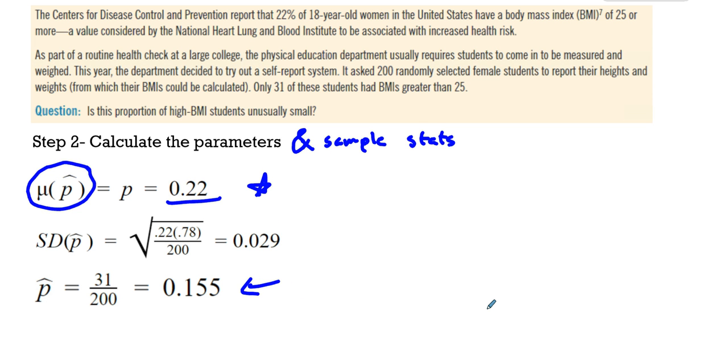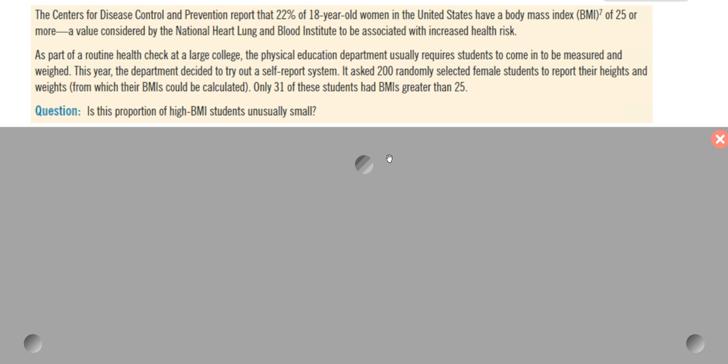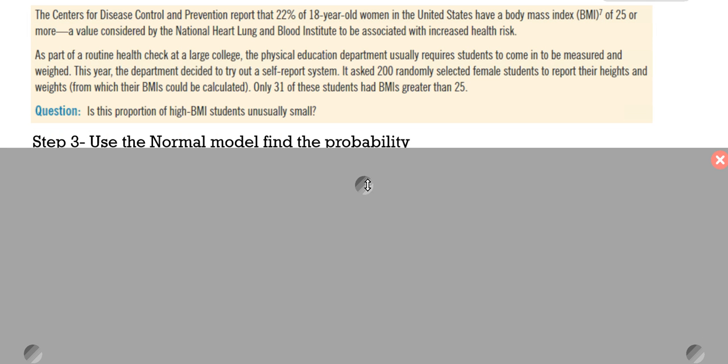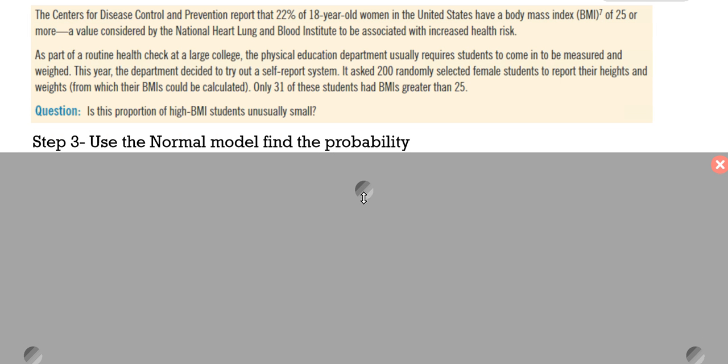So now we've checked the conditions. We've got a mean, a standard deviation, and a value. That should be your cue. So we're going to be using the normal model with a mean of 0.22 and a standard deviation of 0.029. Right? Now we're going to start running some calculations. We're going to use the normal model to find the probability.